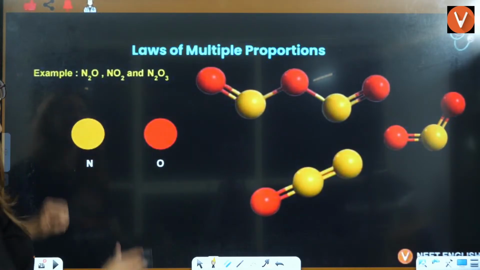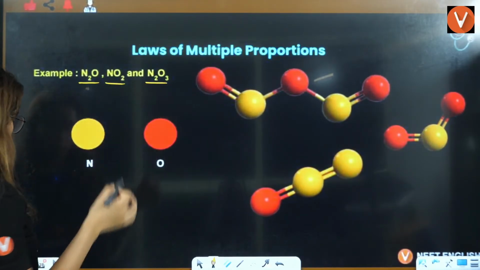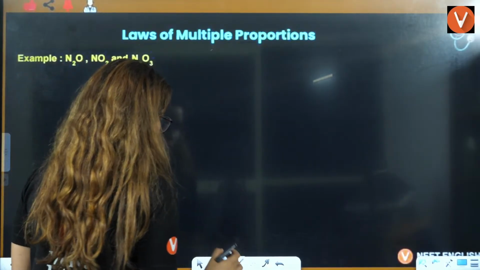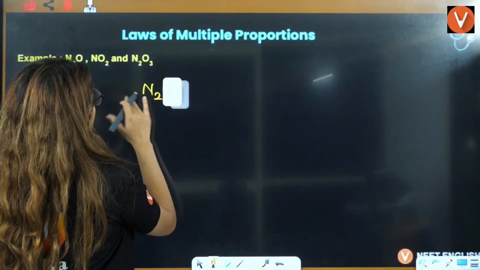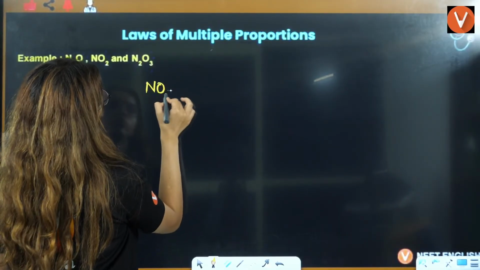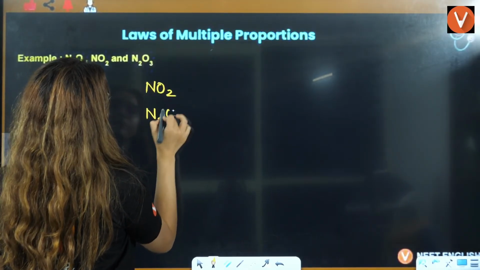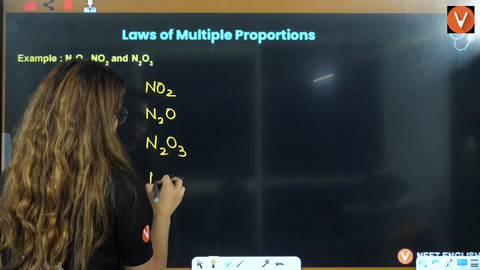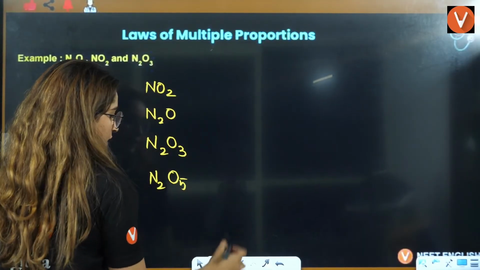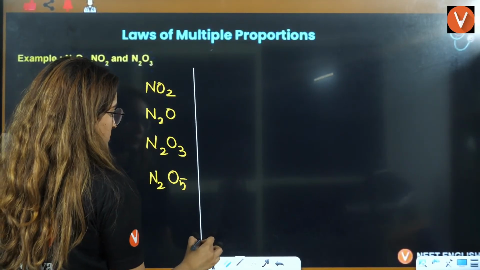Now, if you see N2O, NO2, N2O3, let us see what we are going to do here, right? Let's see, you have N2O. Let's say you have NO2, you have N2O, you have N2O3, you have N2O5. Okay, let's take an example of all these things.